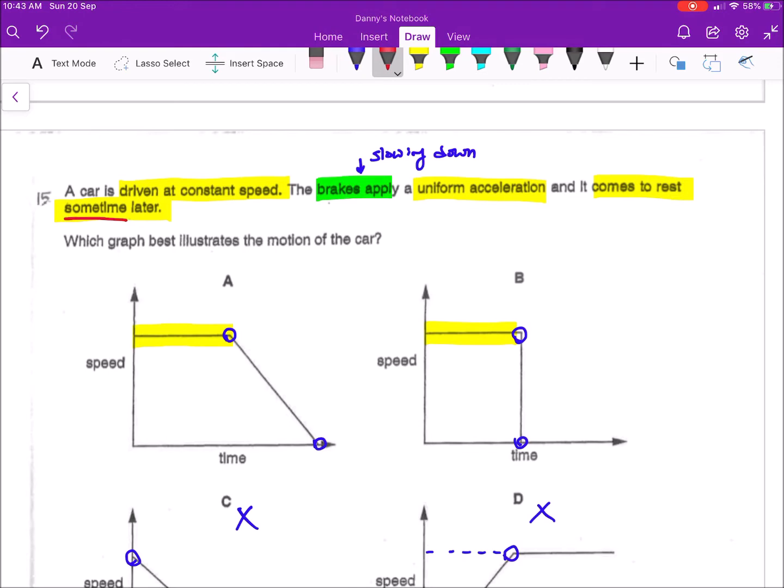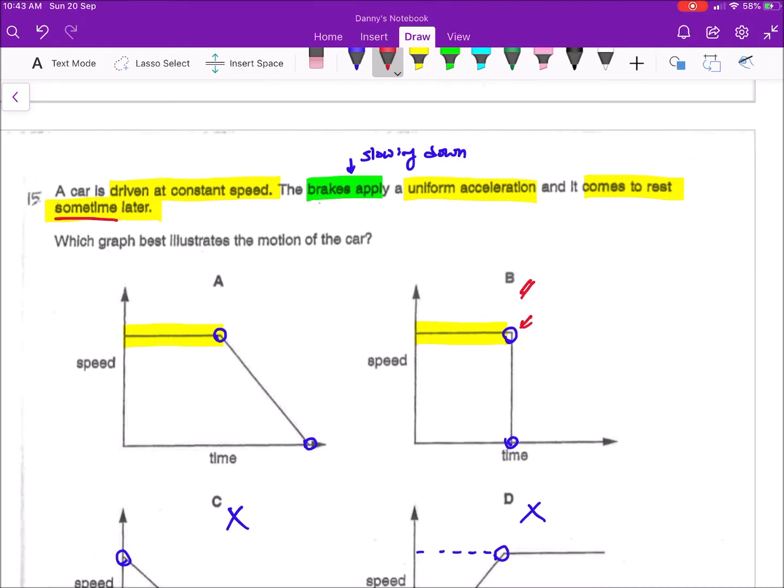So sometime later means that there's a certain delay for the car to slow down. It didn't say immediately. If it says stop immediately, it will be like B, from a high speed immediately dropping to speed equals 0. So this is stop immediately for B. So I think the answer is A, because it shows you that the car, when it applies the brake, does slow down to a stop after a certain time. And it also shows you down here that the gradient is actually uniform or constant. So it actually agrees with this word over here.